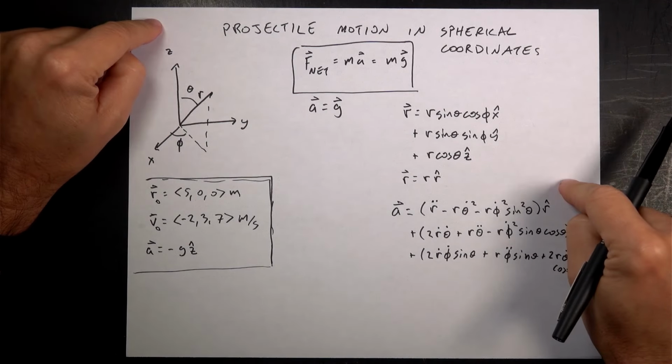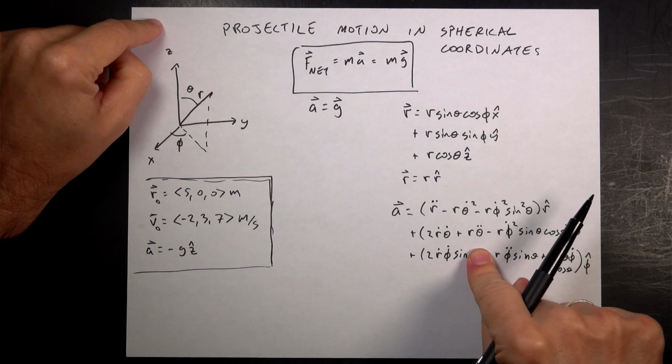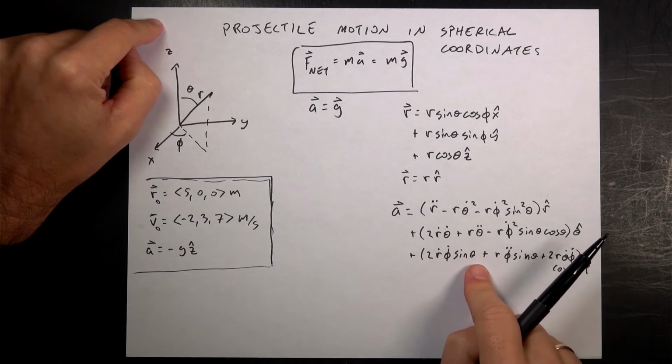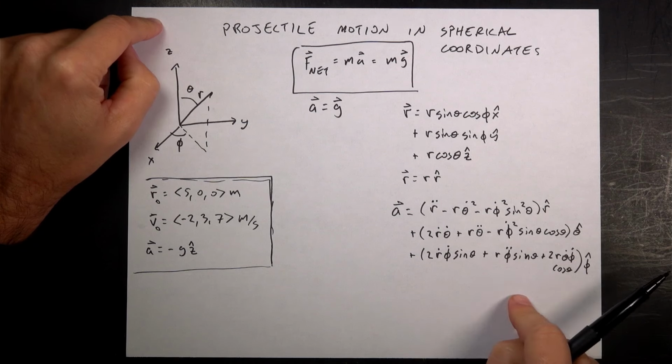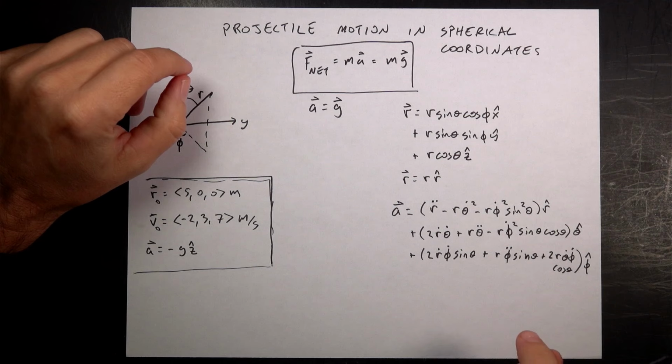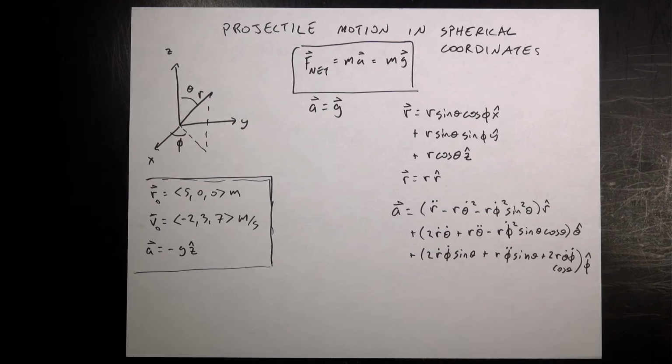I have a video where I derived this. This is the acceleration vector in spherical coordinates. So it's not easy to do. I'll be honest with you. Okay, but I did it. But then once you have that acceleration in spherical coordinates, it's like, well, what are you going to do with it? And there are things you can do with it.